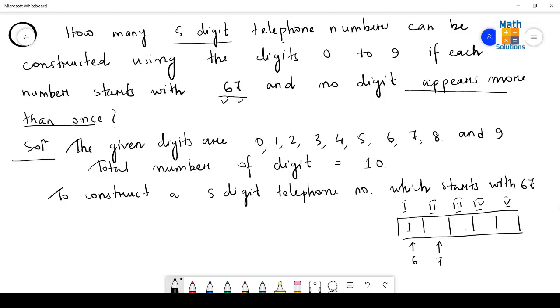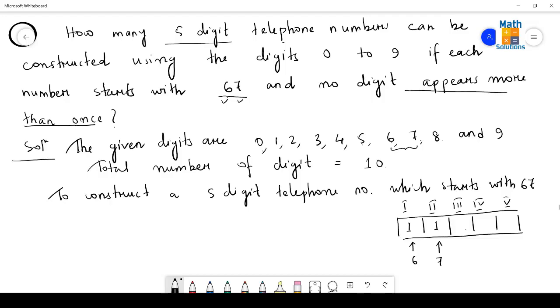For the second place I have to put only 7. That means only one option is given to us. For the remaining 3 places we can make arrangements. So here in this case, in total we have 10 digits, out of which 6 and 7 are already fixed for the first 2 positions. That means repetition is also not allowed.